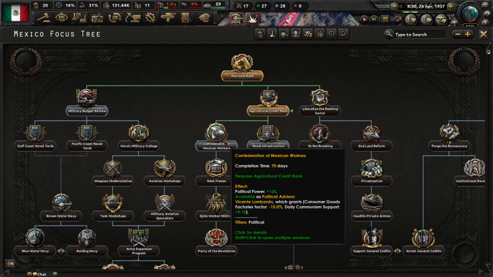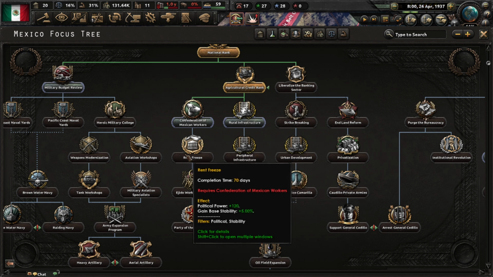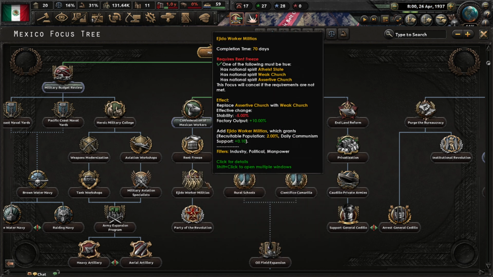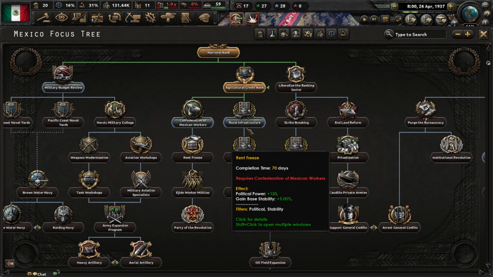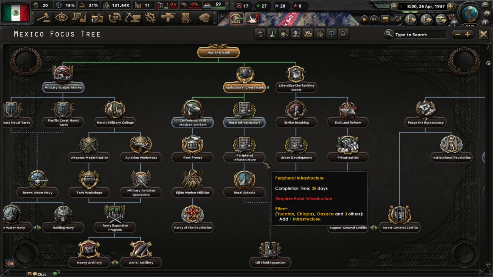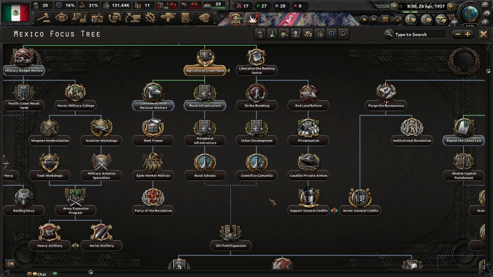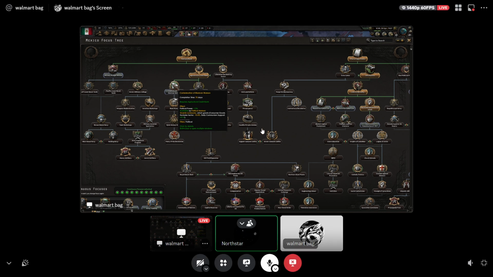That will get you a guy who will boost communism support and reduce your consumer goods factor, and then you can take rent freeze, which improves your stability. Or you could do rural infrastructure just to improve your research slot earlier. So one of those, either rural infrastructure down to rural schools, or rushing rent freeze.